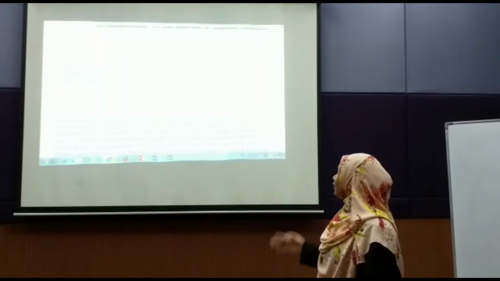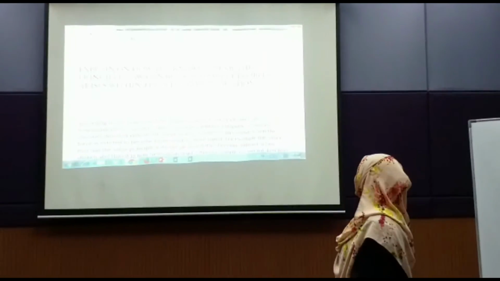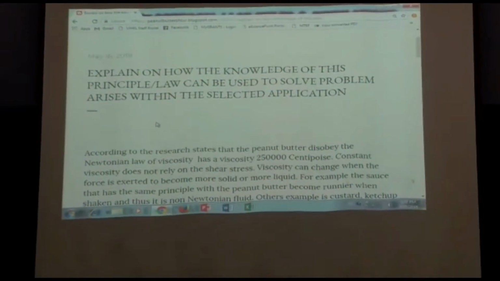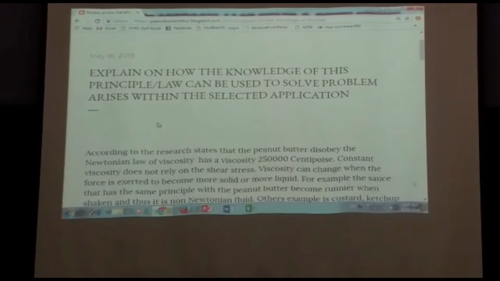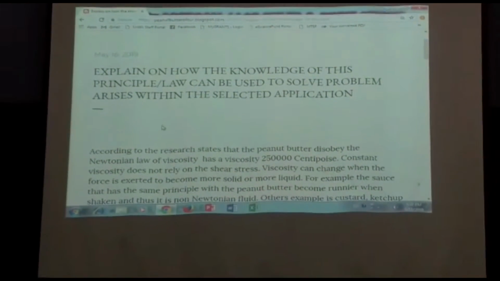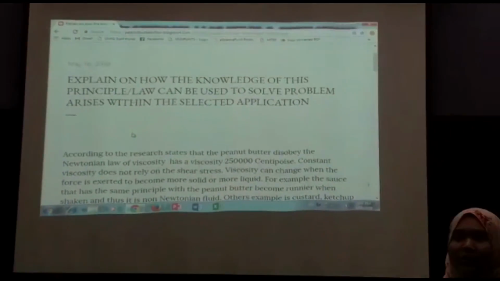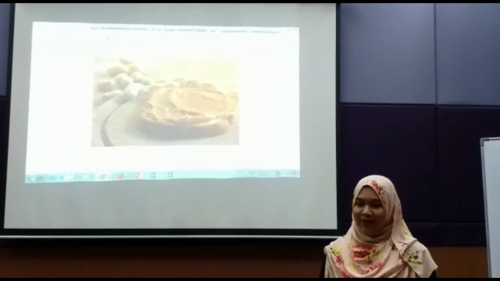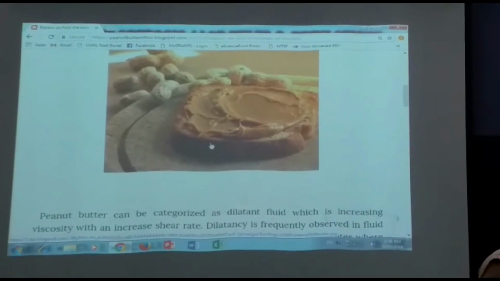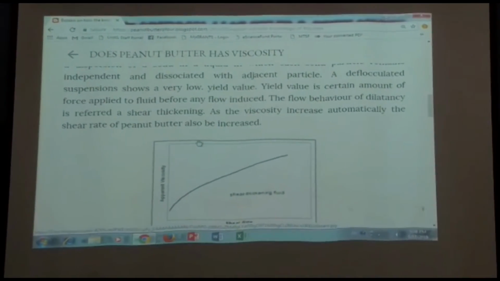Now I will explain how the knowledge of this principle or law can be used to solve problems that arise within the selected application. Apparently, according to the research, peanut butter disobeys Newton's law of viscosity, because the peanut butter viscosity is 250,000 centipoise. So the viscosity does not rely on the shear stress. Peanut butter can be categorized as a dilatant fluid, which has increasing viscosity with an increasing shear rate. As the viscosity increases, the shear rate of peanut butter will also increase.